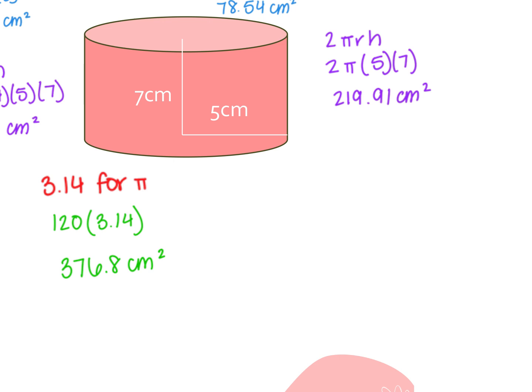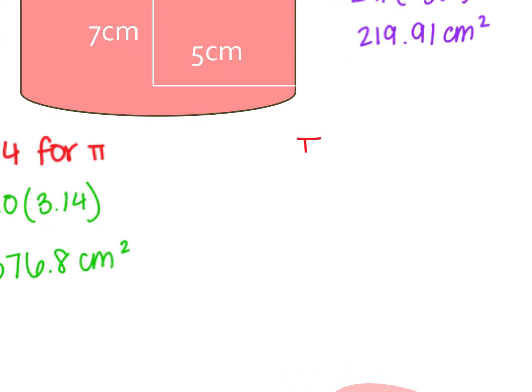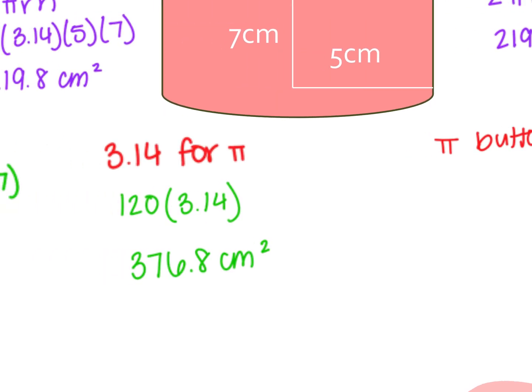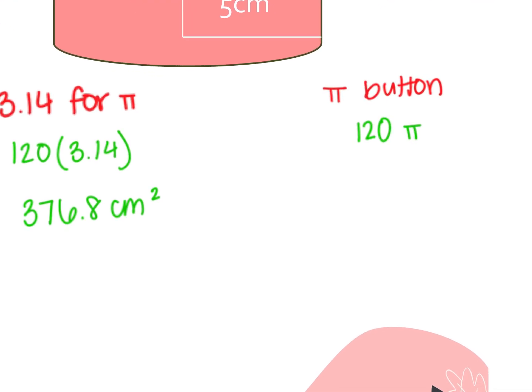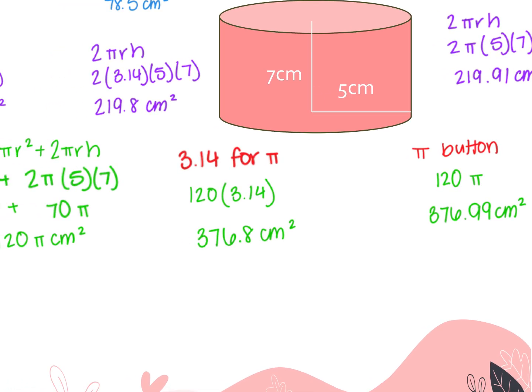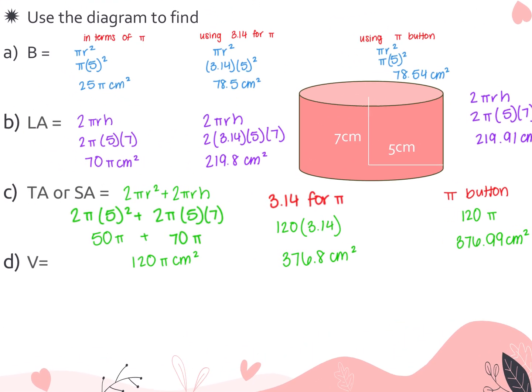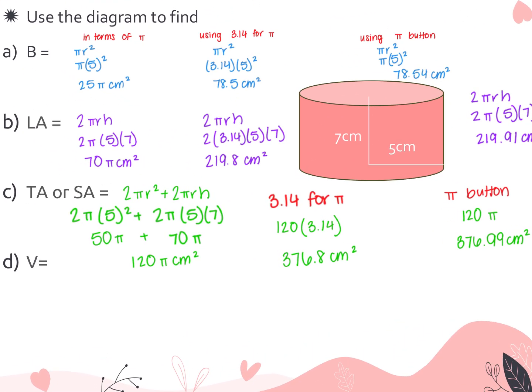And then the last one asks using the pi button. So I'm again going to take that 120 pi, just plugging that into my calculator, 120 pi, and that's going to round to 376.99 centimeters squared. So a little bit off from 3.14. Okay, so please understand how you're finding these. Going ahead and doing the last one.